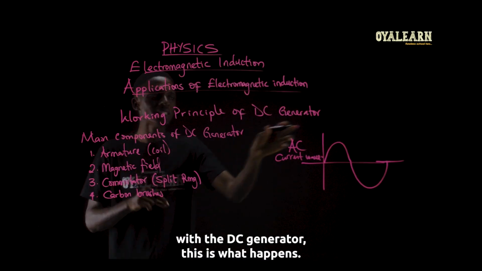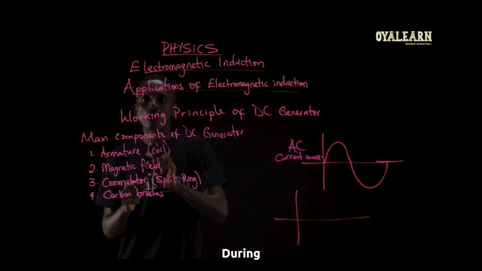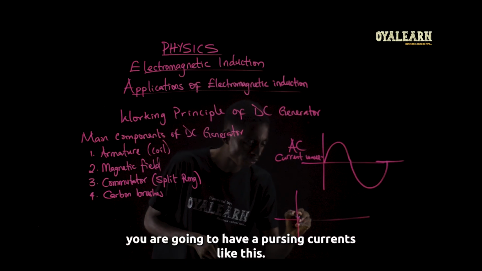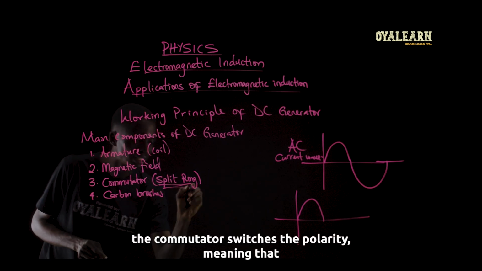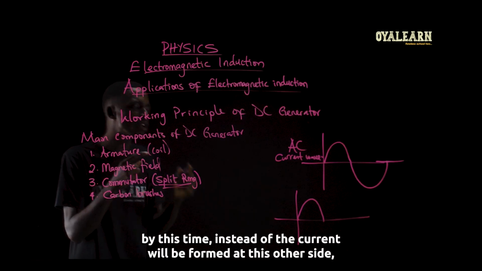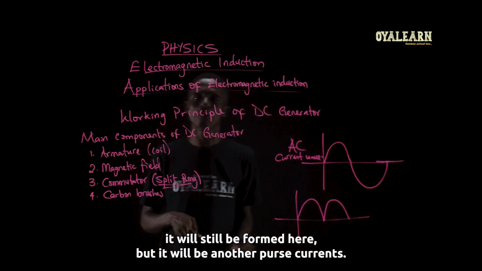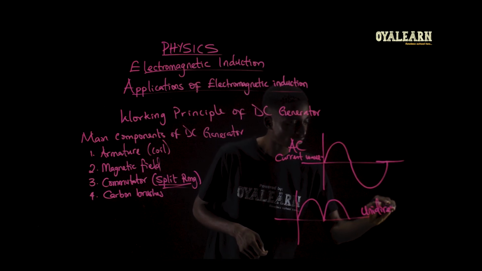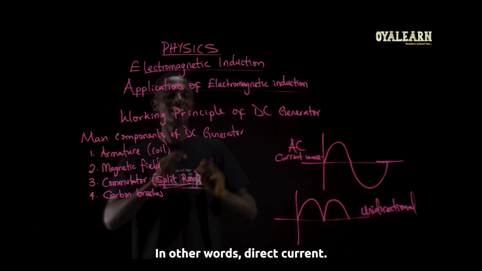But when you now work with the DC generator, this is what happens. During the first half cycle, as current is induced, you are going to have a pulsing current like this. Then this split ring, the commutator, switches the polarity, meaning that by this time, instead of the current to be formed at this other side, it will still be formed here, but it will be another pulse current. So you see, this is what? Unidirectional. In other words, direct current.